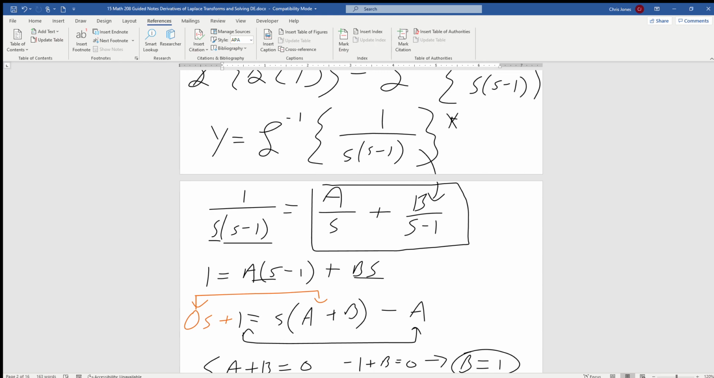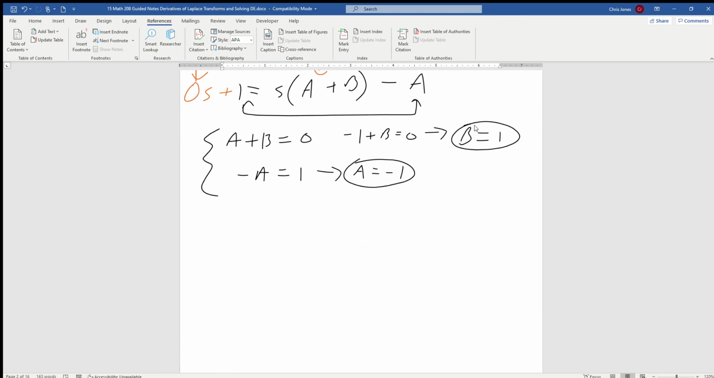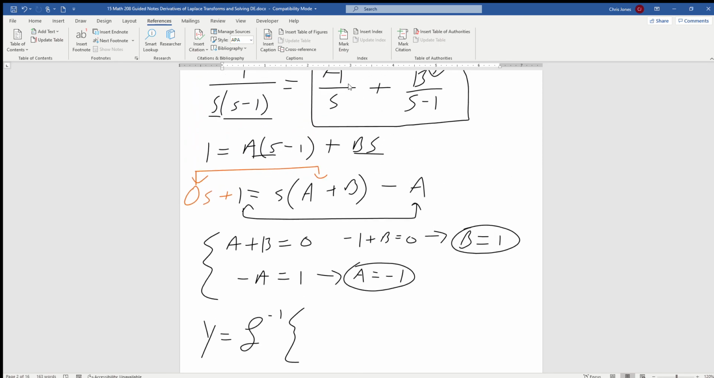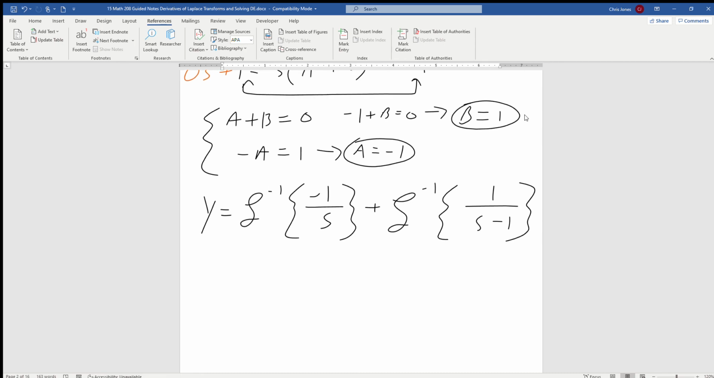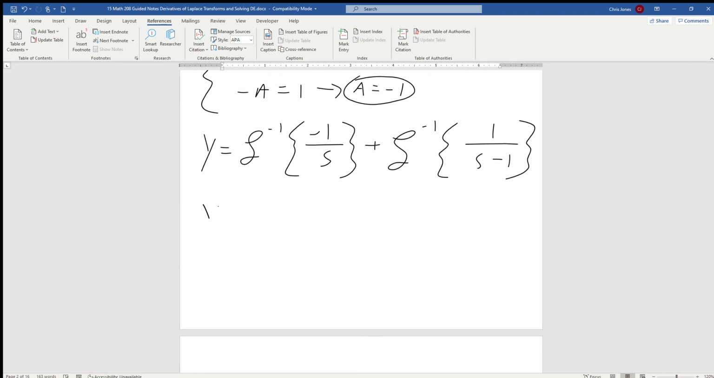And so what we're hoping is just to take the inverse Laplace of those. Okay, so y is now going to be equal to the inverse Laplace. Remember, we had a over s, so that's going to be negative 1 over s, plus inverse Laplace of b, which is 1 over s minus 1. Right, and we're almost done with this now. So now we end up with y is going to be equal to the opposite of L inverse of 1 over s.